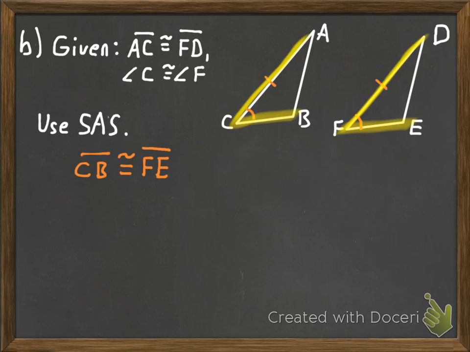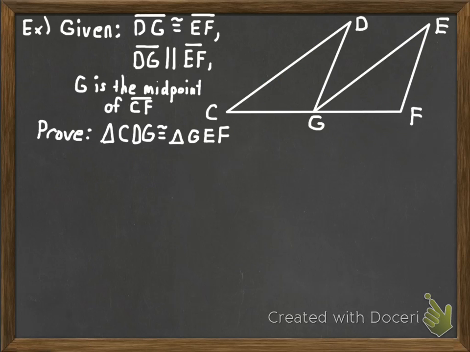Alright, now to actually do some proofs using side angle side. I'm going to need you to copy all this information down, and I did a flow proof on the last video. I'm going to do 2 column proofs in this video. 2 of them, then we're going to have one more after this. Alright, get the information copied that you need.